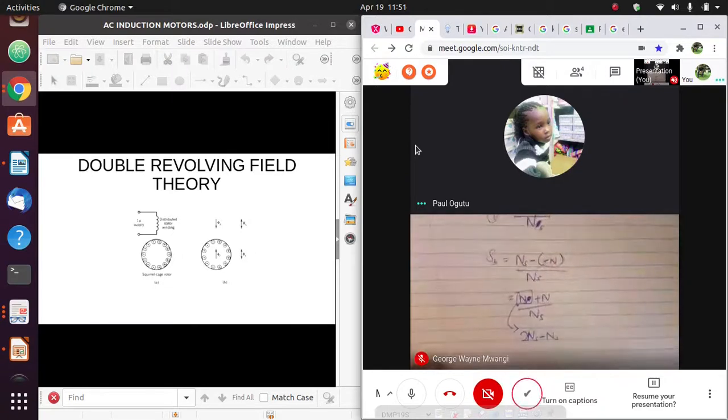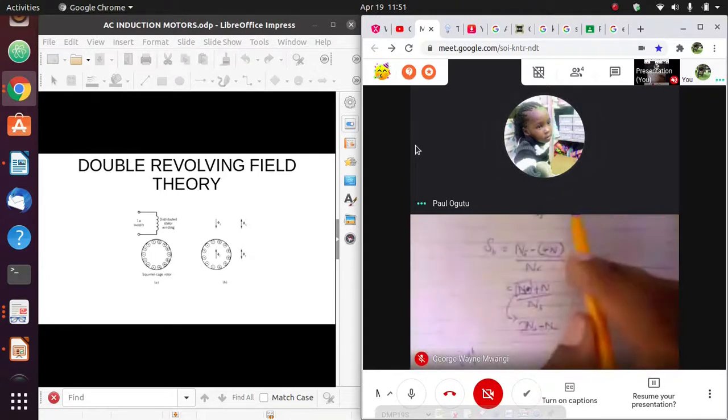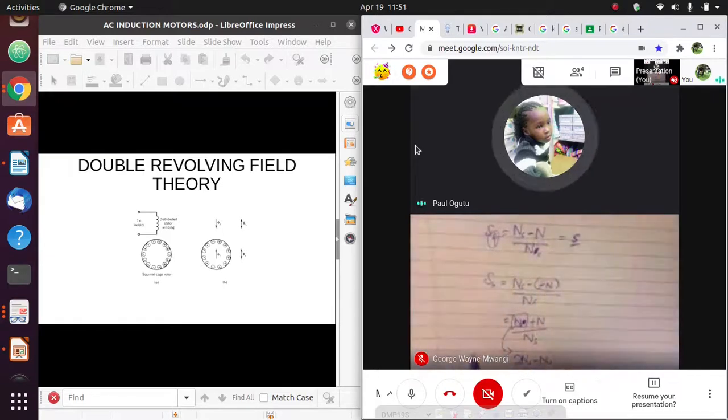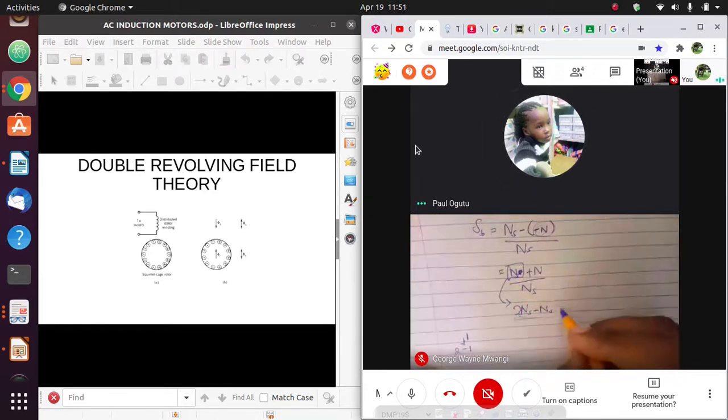Mathematically speaking, if I have 1, I can say that 1 is 2 minus 1. What we are doing is that we want to expand this slip so that we can get it in a value that we want. Let me just continue so that you can see what I mean. Now this s can be represented as 2s minus s. Let's continue with that formula, plus s over s.